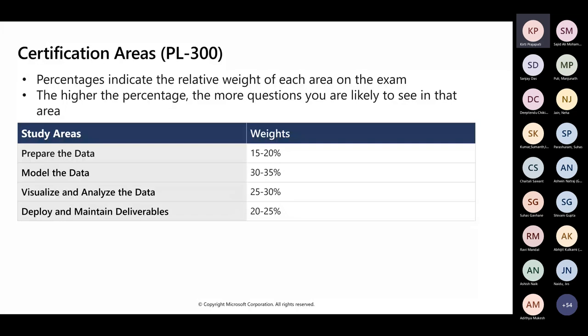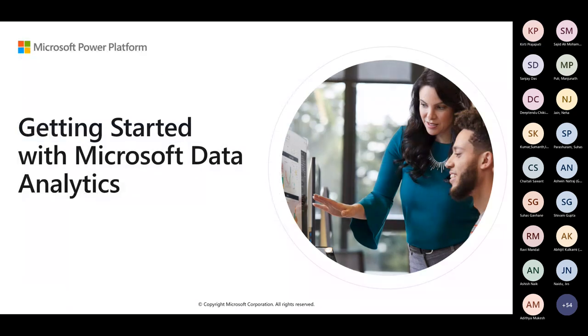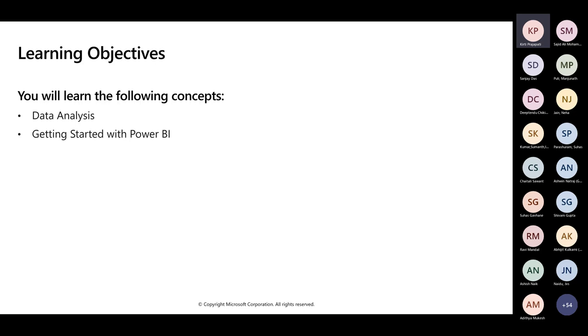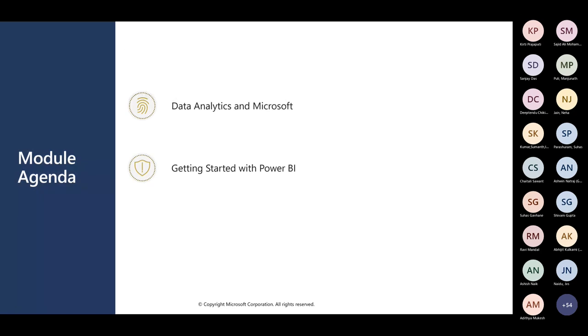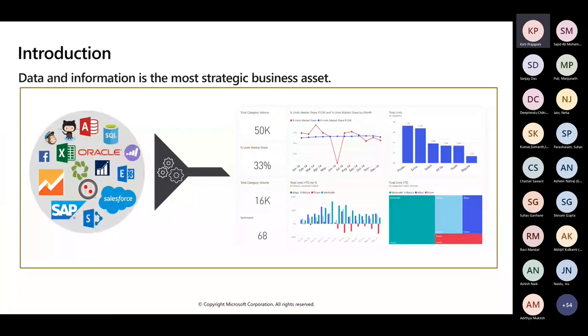Okay. Now let's get started with Microsoft Data Analytics. In this, we'll mostly try to cover how to analyze the data, and then we will see how to get started with Power BI. So first, whenever you see, data and information are the most strategic business assets. If you have the data and information available with you, then that will give you whatever you want from that data, like how you want to model it and how to visualize it for end users.